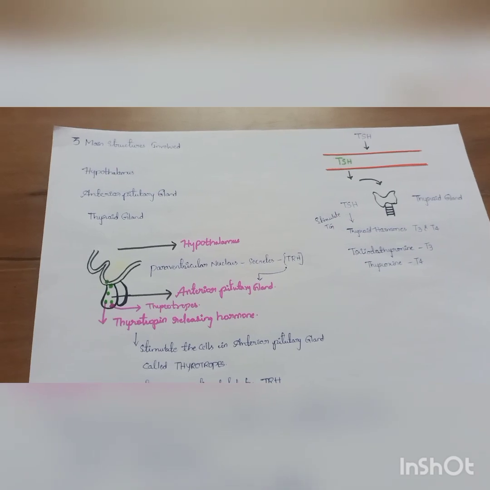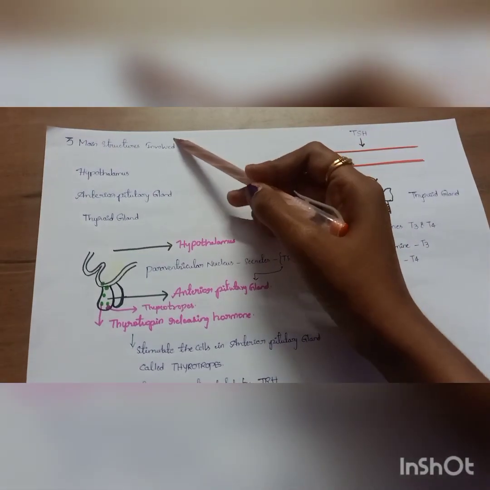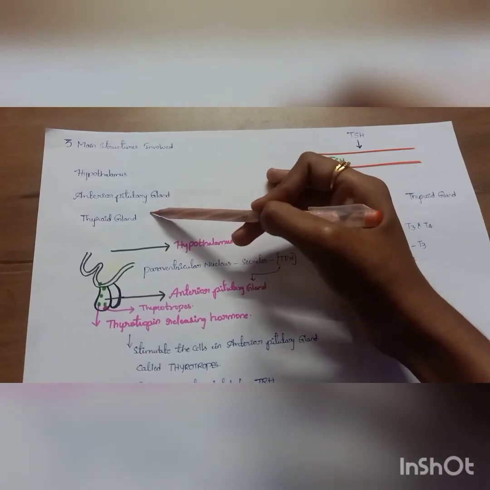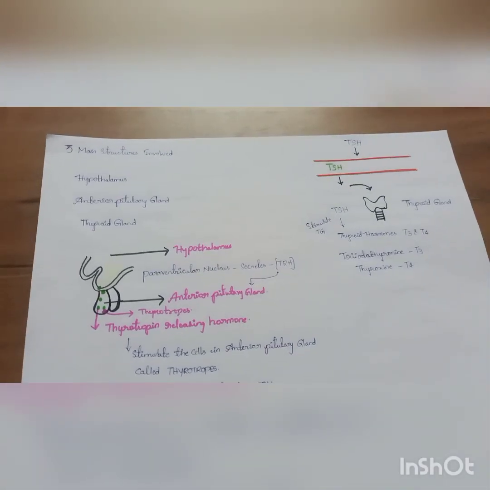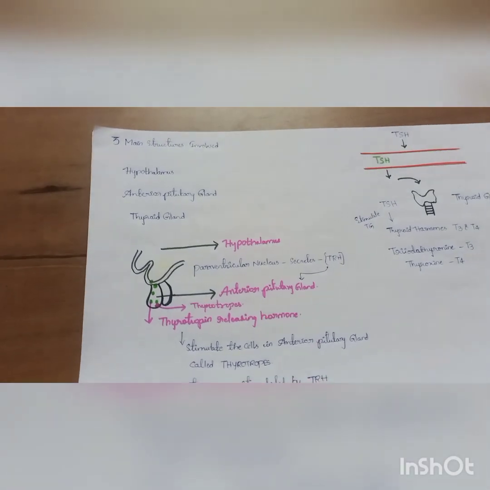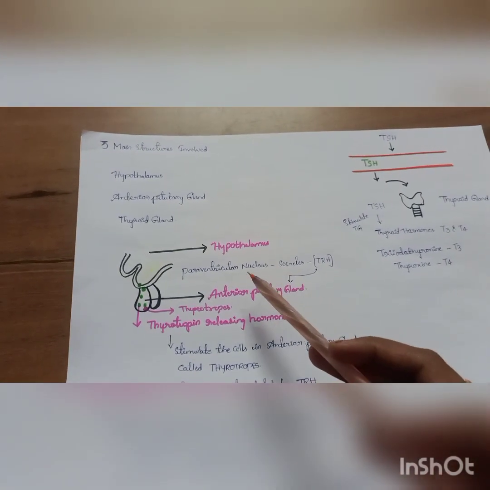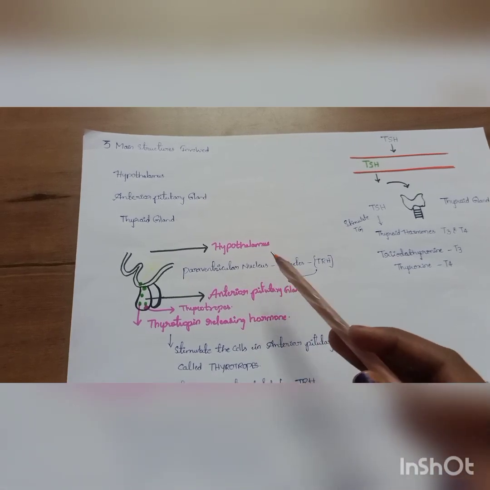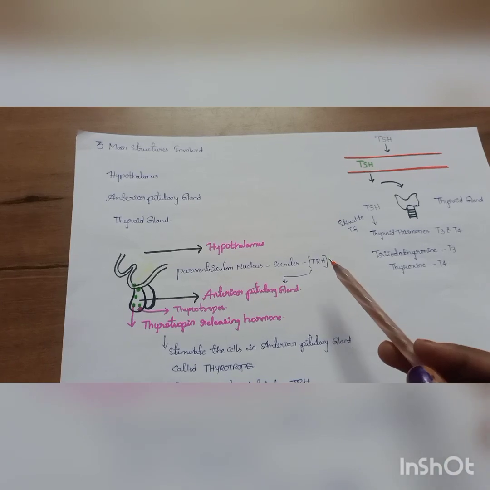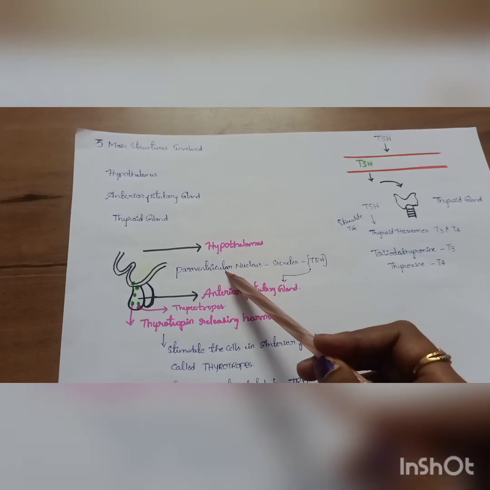The three main structures involved are the hypothalamus, anterior pituitary gland and thyroid gland. Coming to the hypothalamus, the cells of the paraventricular nucleus secrete thyrotropin releasing hormone in the hypothalamus.